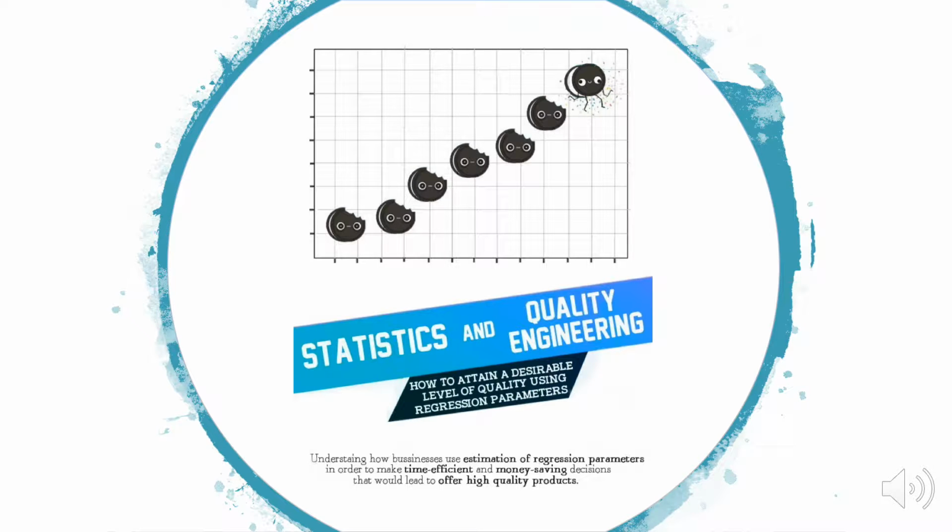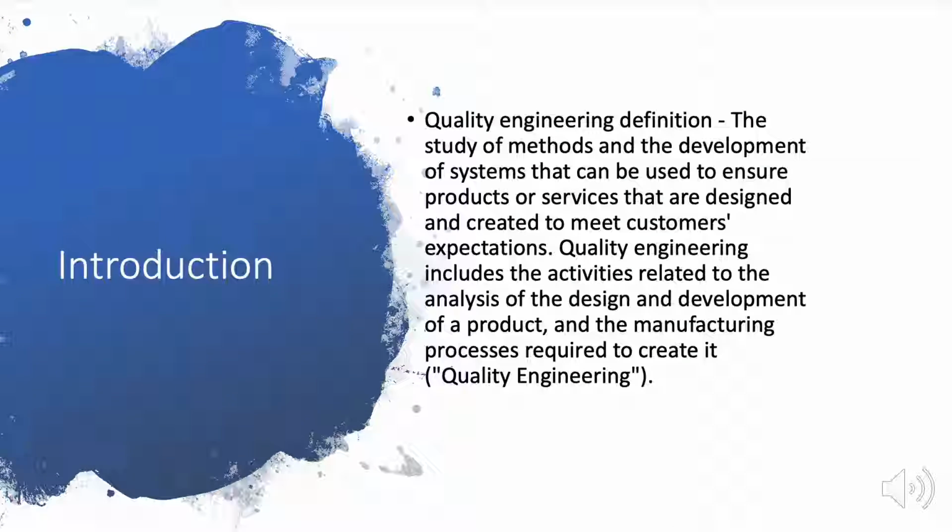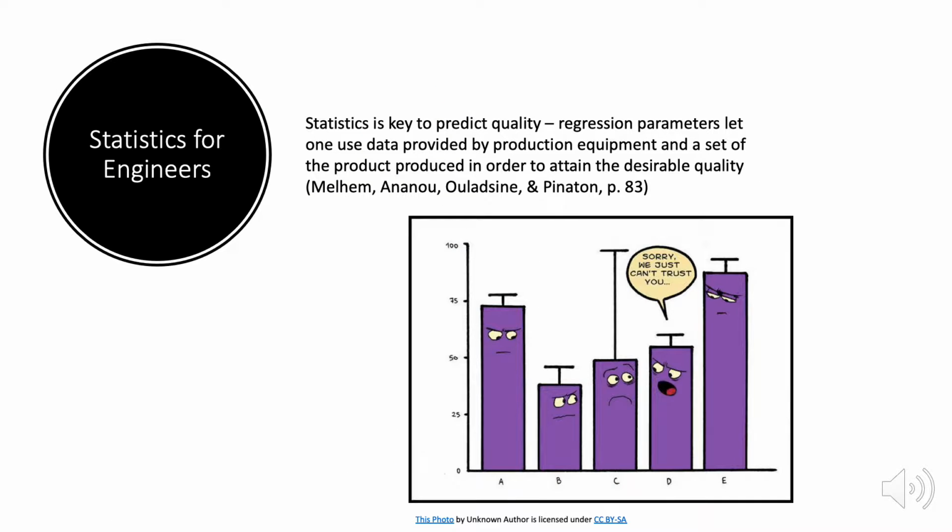Today, I will be speaking about statistics and quality engineering. Quality engineering is the study of methods and the development of systems that can be used to ensure products or services that are designed and created meet customers' expectations. Statistics is key to predict quality.